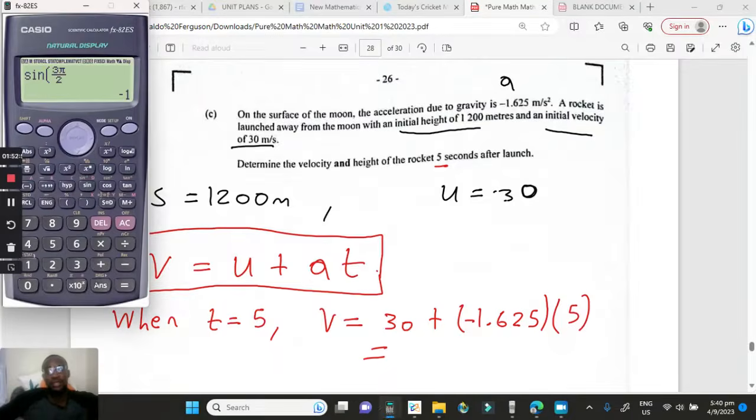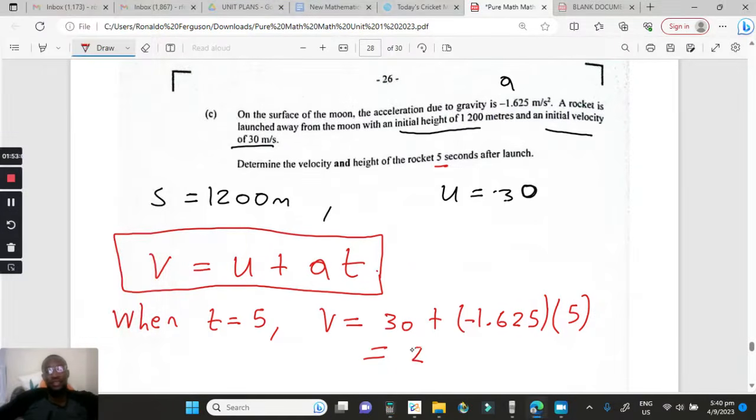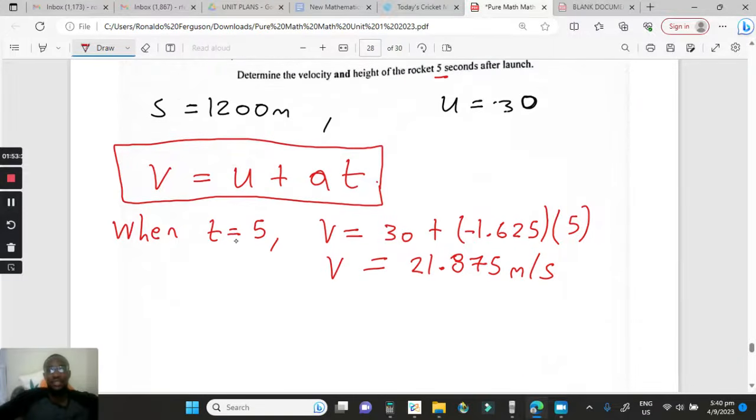I'll put that in the calculator. 30 plus negative 1.625 times 5, and that is 21.875 meters per second. That's the velocity. Now, alternately, you could have integrated acceleration to get velocity, but that's too much work.